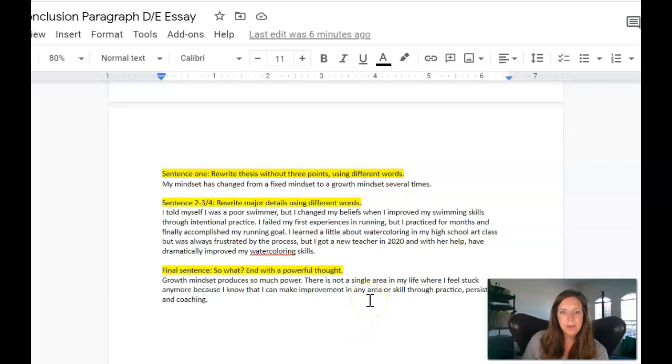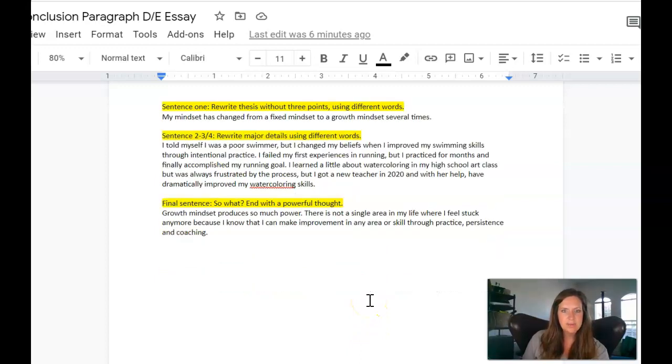Okay, so my powerful thought, my so what, is that growth mindset produces so much power. There is not a single area in my life where I feel stuck anymore, because I know that I can make improvements in any area or skill through practice, persistence, and coaching, which is cool. So I love talking about growth mindset. You know that by now.